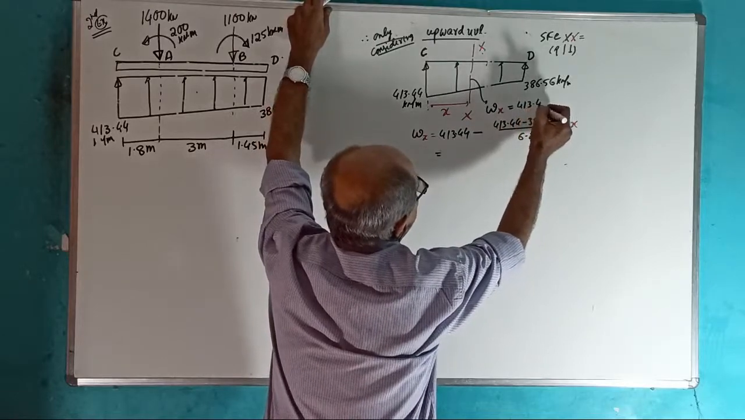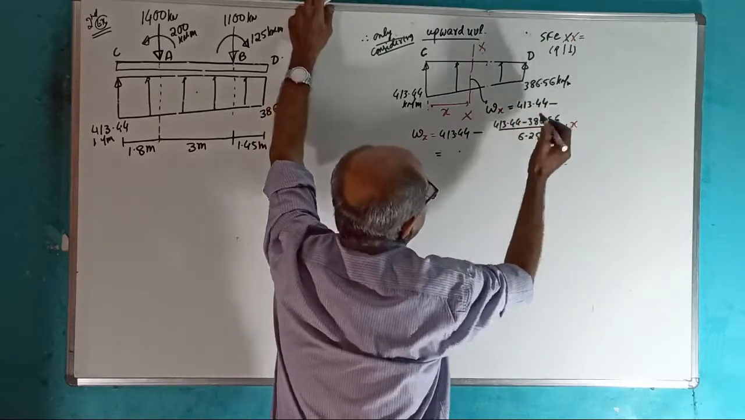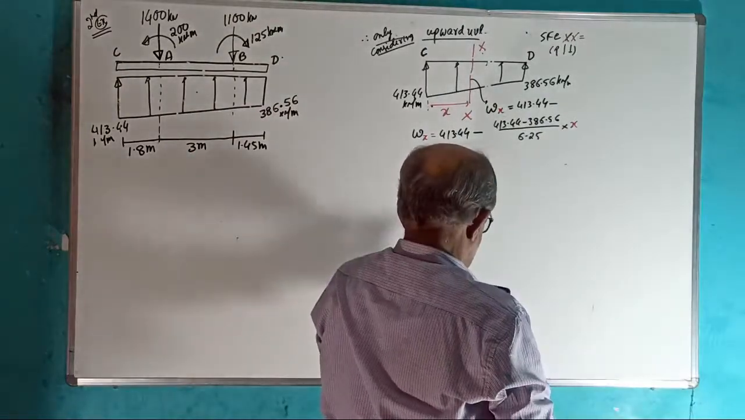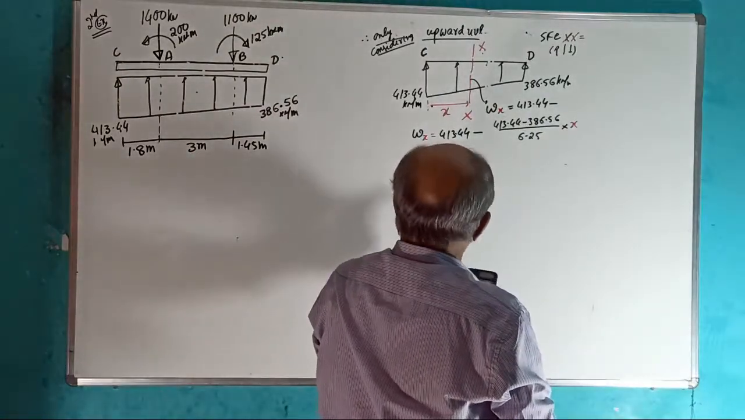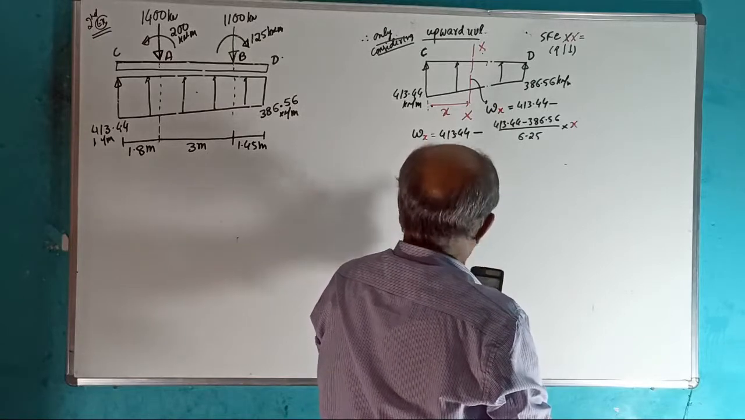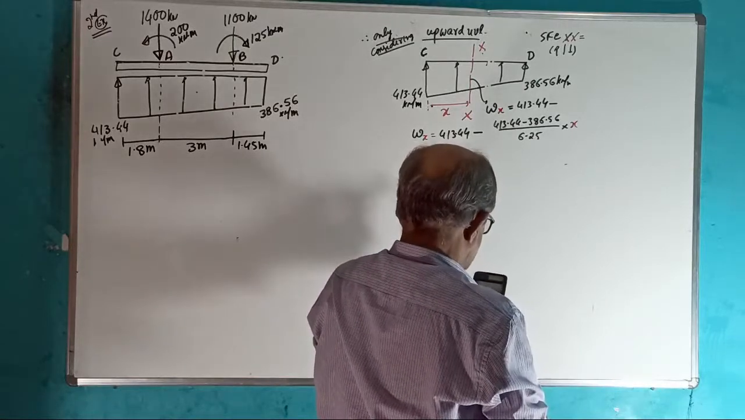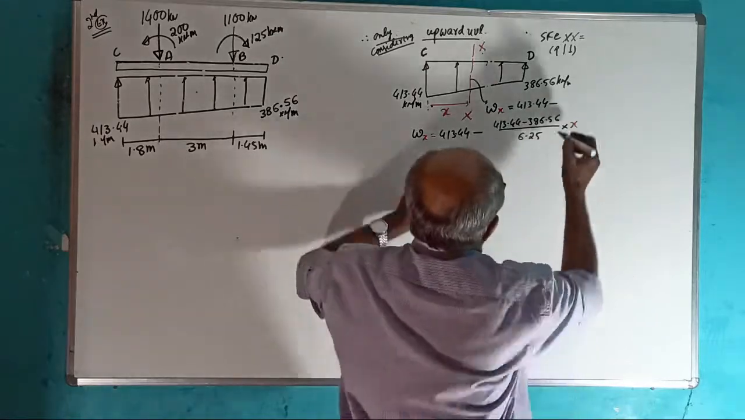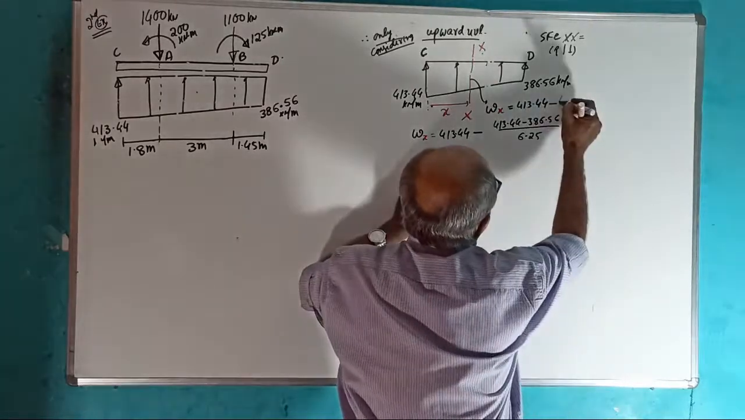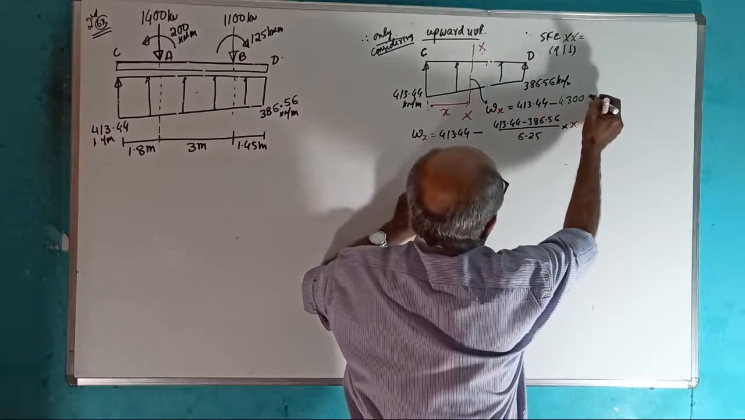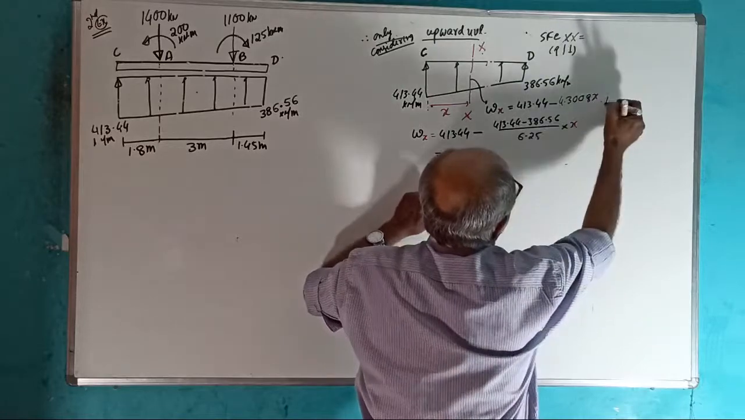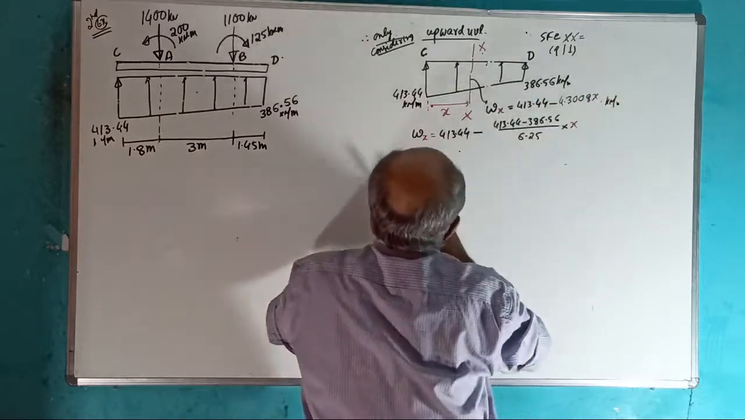413.44, you write the answer here, minus this number is how much? That number, 413.44 minus 386.56 divided by 6.25 is 4.3008. It is 4.3008 times x, this much kilonewton per meter. Okay, this is all I told last time.